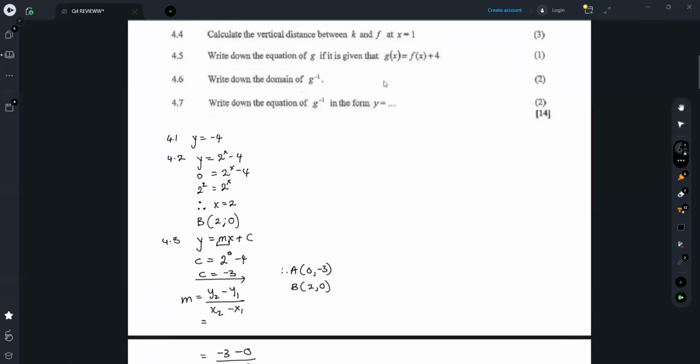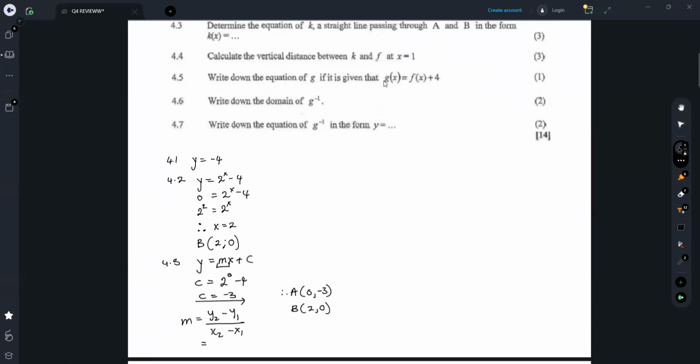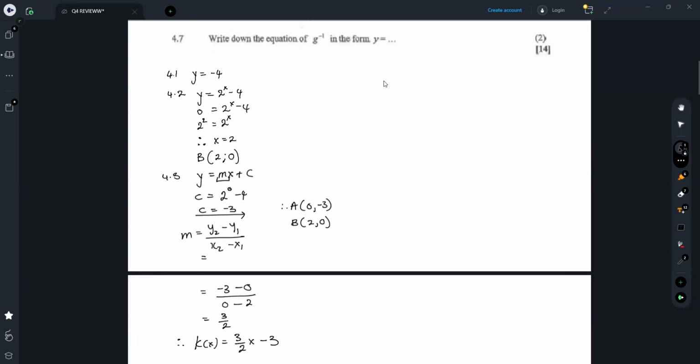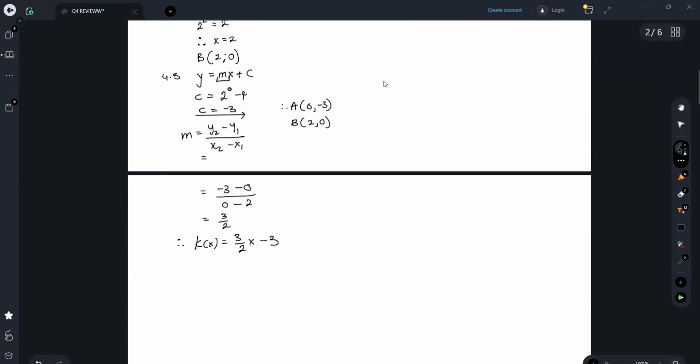So now for 4.4, they say calculate the vertical distance between k, the equation that we just found right now, and f of x for x equal to 1, right? So now when they're saying the vertical distance, they're saying that these 2 points where the graphs are directly above one another, because we're given that at x equals 1, right? So those 2 different points, they would be above one another, like that. Okay.